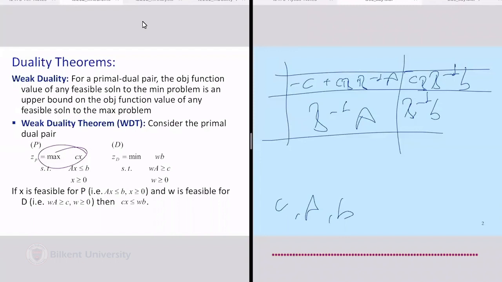And its corollary says, when they're equal, so pick a feasible solution from here. Pick a feasible solution from the other problem. If their objective function values are equal, then they have to be optimal. This is corollary one.